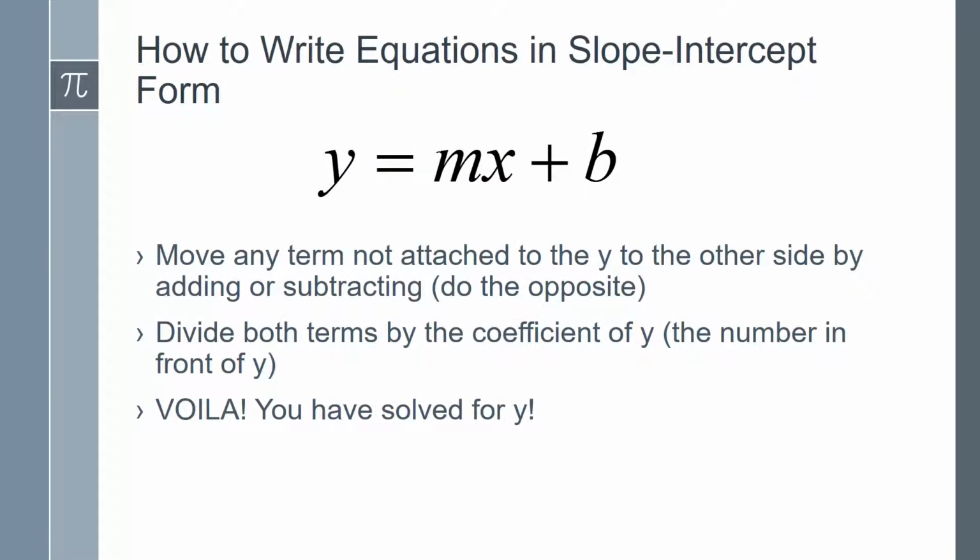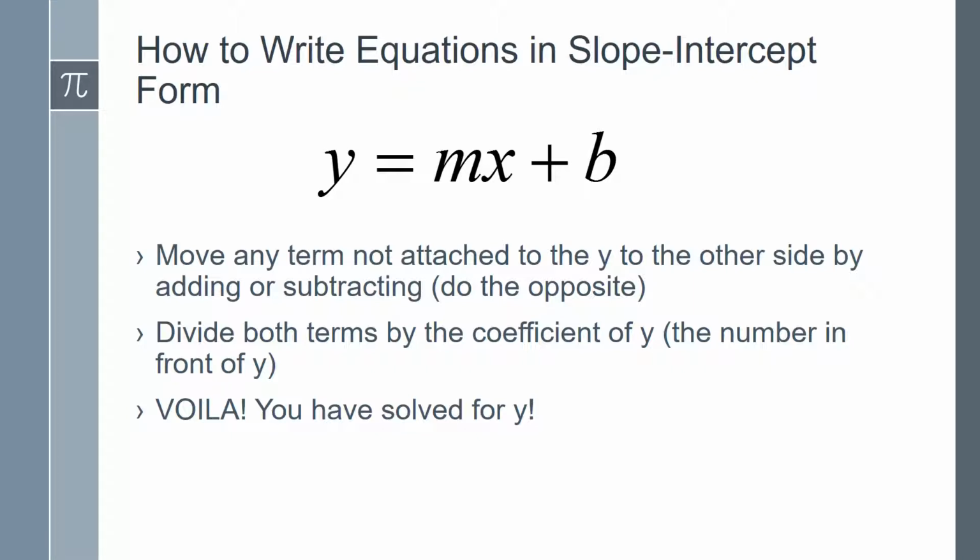So how do we write equations in slope-intercept form? Well, first remember that slope-intercept form is y equals mx plus b. So what we want to do is get the y by itself. So we're going to move anything not attached to the y to the right-hand side, and we're going to do that by adding or subtracting. We do the opposite.